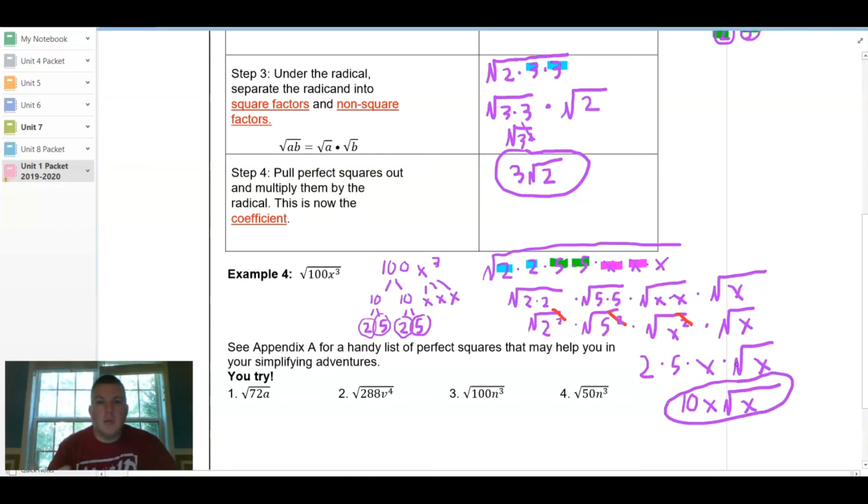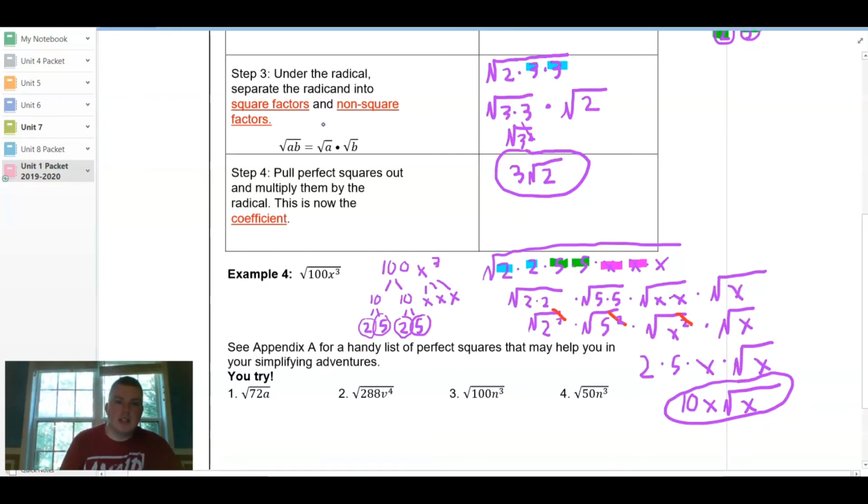Now, as you work more of these problems, what you are going to start noticing is in these problems where we're simplifying, we're going to see perfect squares occur quite a bit. And perfect squares are numbers that have 2 integers, or well, really 1 integer, that when you multiply it times itself, you get the number you're looking for.